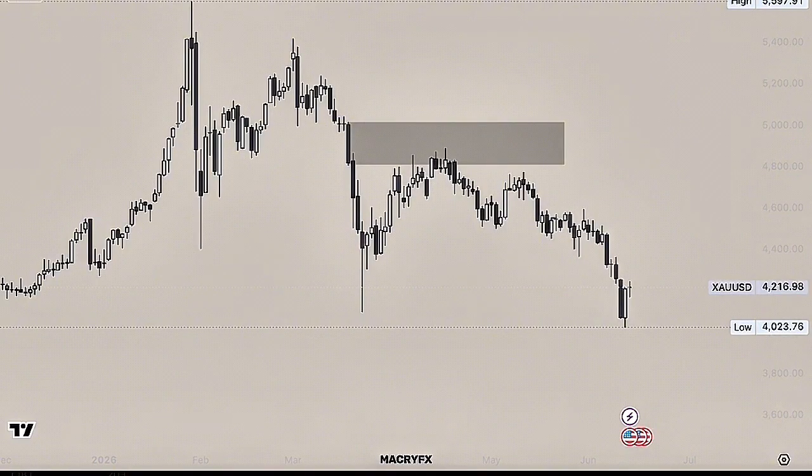This was part 1. In part 2, I will explain in depth which valid order blocks will have a high probability of working and which order blocks will most likely fail.